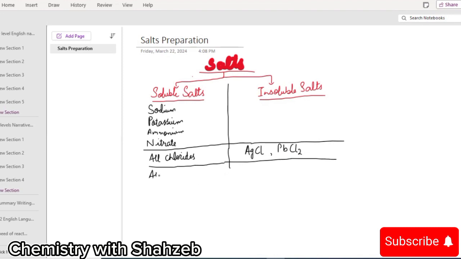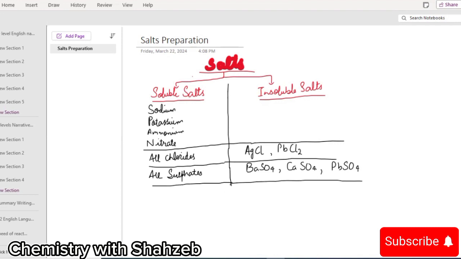Let's talk about sulfates. All sulfates are soluble, but there are some exceptions associated with them. The one is barium sulfate, the other one is calcium sulfate, and the other one is lead sulfate. So they are insoluble in water.